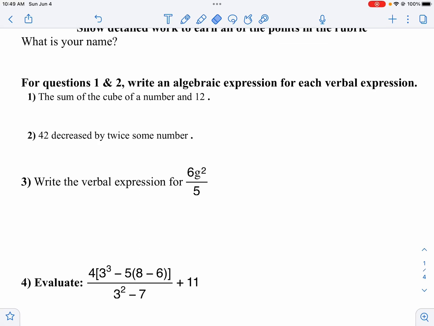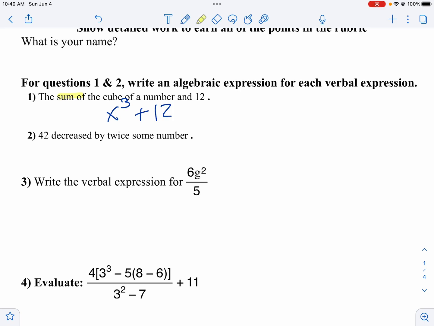Let's review your practice test. In the first one, we want to write an algebra problem. Sum means the answer when we add. So cube, we're going to take a number to the third power. Let's use x, although it doesn't matter. So x to the third plus 12.